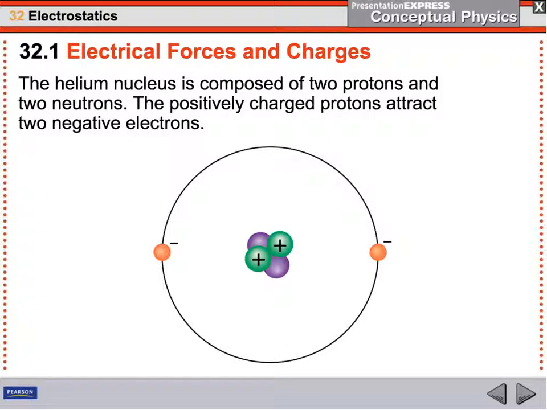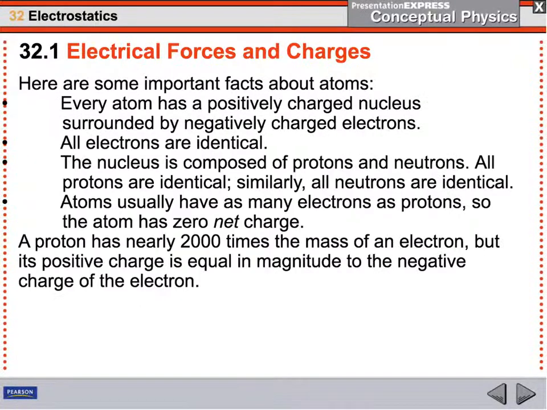The helium nucleus is composed of two protons and two neutrons. The positively charged protons attract the two negatively charged electrons. Here are some important facts about atoms. Every atom has a positively charged nucleus, surrounded by negatively charged electrons. All electrons are identical. The nucleus is composed of protons and neutrons. All protons are identical. Similarly, all neutrons are identical.